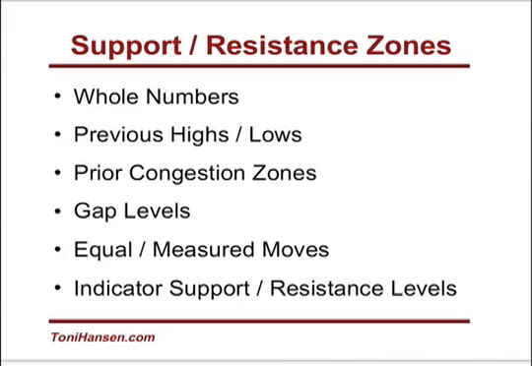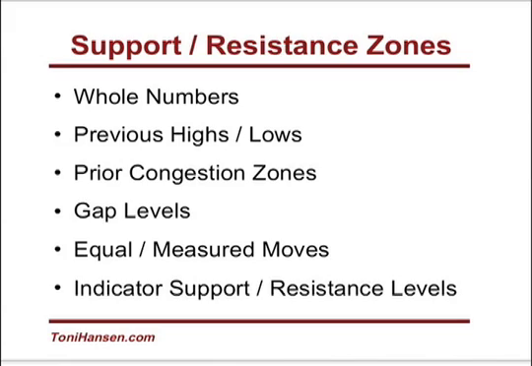Another type is going to be the gap levels. A gap is basically when a security closes at one price and opens at another. That's the most common type of gap when you're looking at the options. And when you're looking at these, the closure of these gap levels is going to serve as a support or resistance zone. Another type of support or resistance zone is one that I call an equal or measured move.